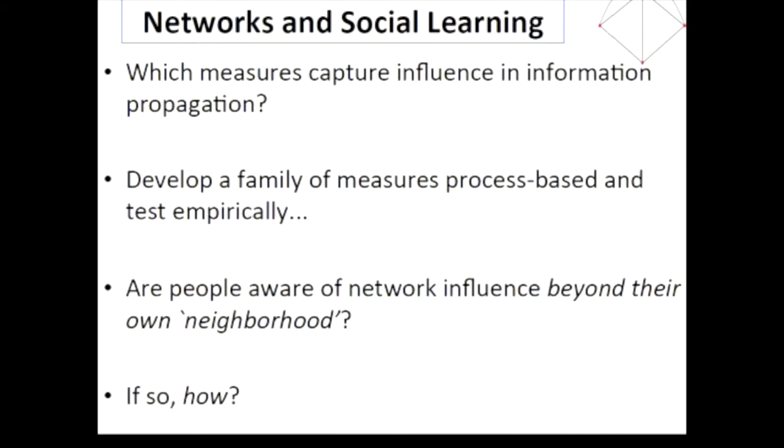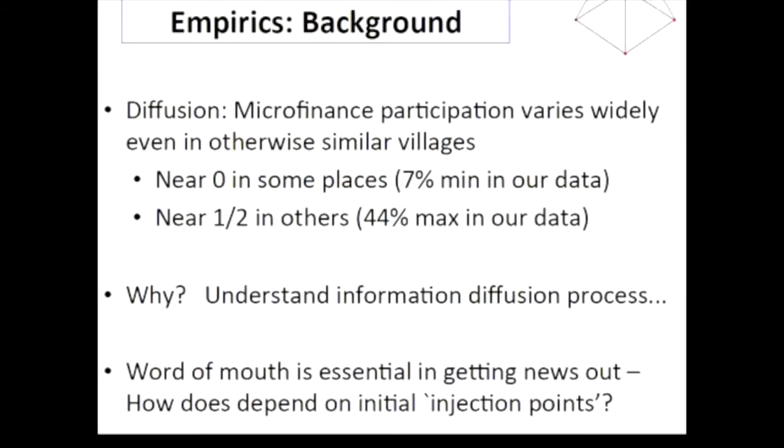And then we're also going to ask whether or not people in a network are aware of other people's positions. So am I able to name the people who are really central in my network? And how might I know that? So the question here is, are we aware of people who are influential beyond my own neighborhood, beyond the people I'm directly connected to? And if so, how does that work? And that's where the role of gossip is going to come in. So we'll talk about that.